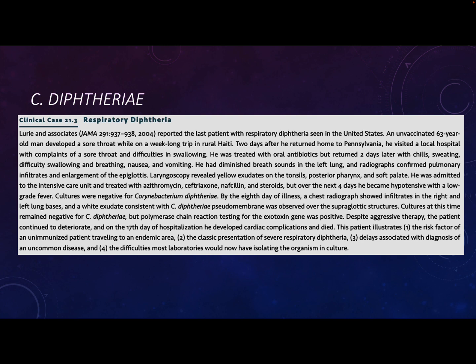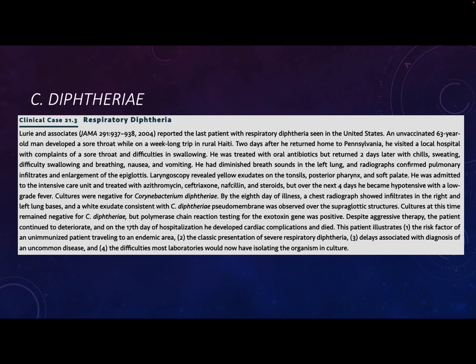There aren't a ton of infections that will cause a swelling in the epiglottis. There are a couple. Diphtheria is one. We'll talk about another. But in terms of the gram-positive rods, diphtheria is the only one I can think of off the top of my head that's going to do that, swelling of the epiglottis. Yellow exudate on the tonsils, back of the throat, the soft palate, admitted to the ICU and treated with a whole bunch of antibiotics, steroids.